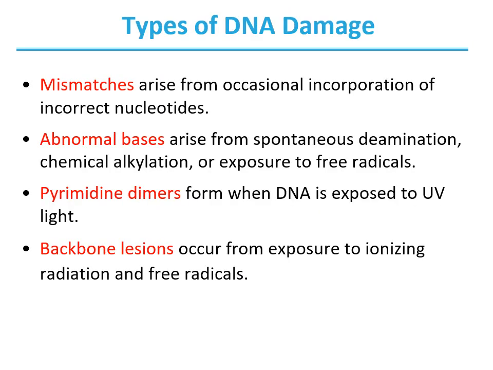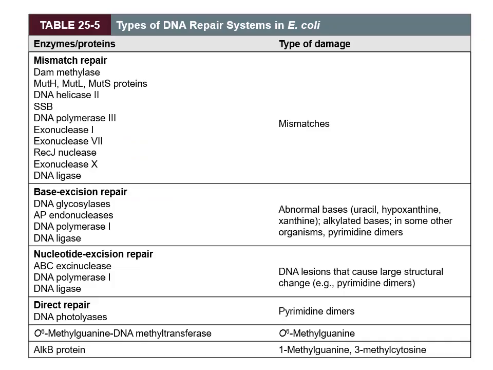Types of DNA damage. Mismatches arise from occasional incorporation of incorrect nucleotides. Abnormal bases arise from spontaneous deamination, chemical alkylation, or exposure to free radicals. Pyrimidine dimers form when DNA is exposed to UV light. Backbone lesions occur from exposure to ionizing radiation and free radicals.